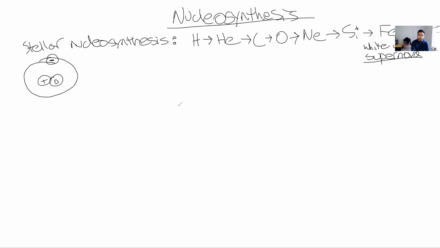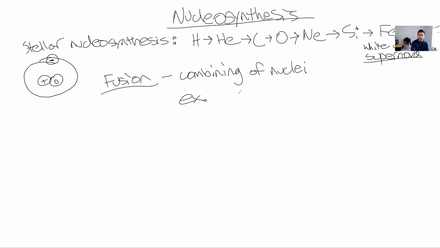Also, another thing I want to talk about is fusion and fission. So fusion, as you can tell by the name, is the combining of nuclei. An example of that is, let's say you have two hydrogen nuclei. Let's just say the mass number is 2.